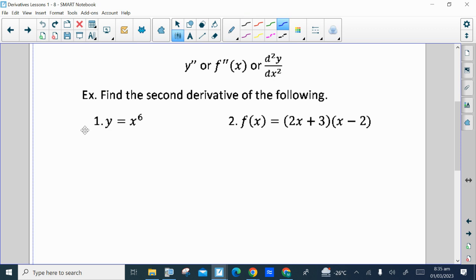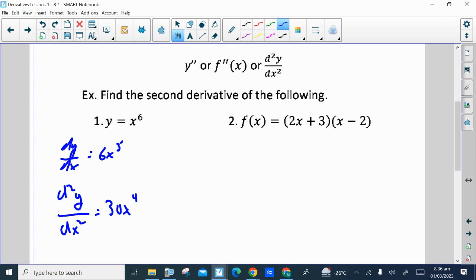So the first one, you're given y in terms of x. The first derivative will be dy by dx, which will be 6x to the fifth. And then the second derivative, d squared y over dx squared, is found by just repeating the process using the power rule. So 30x to the fourth would be the second derivative.